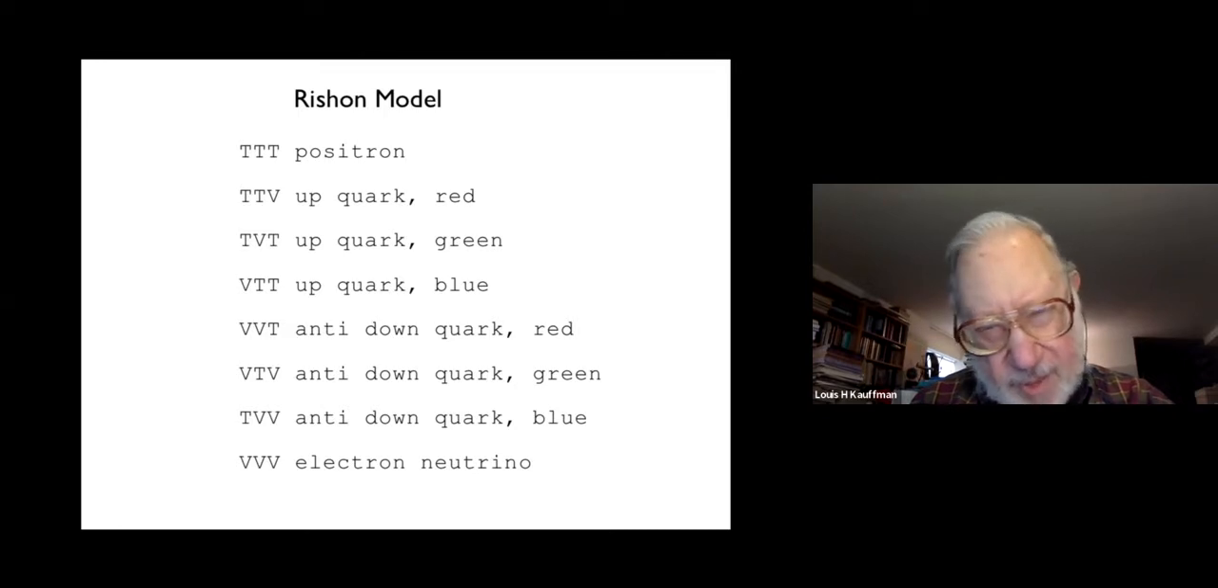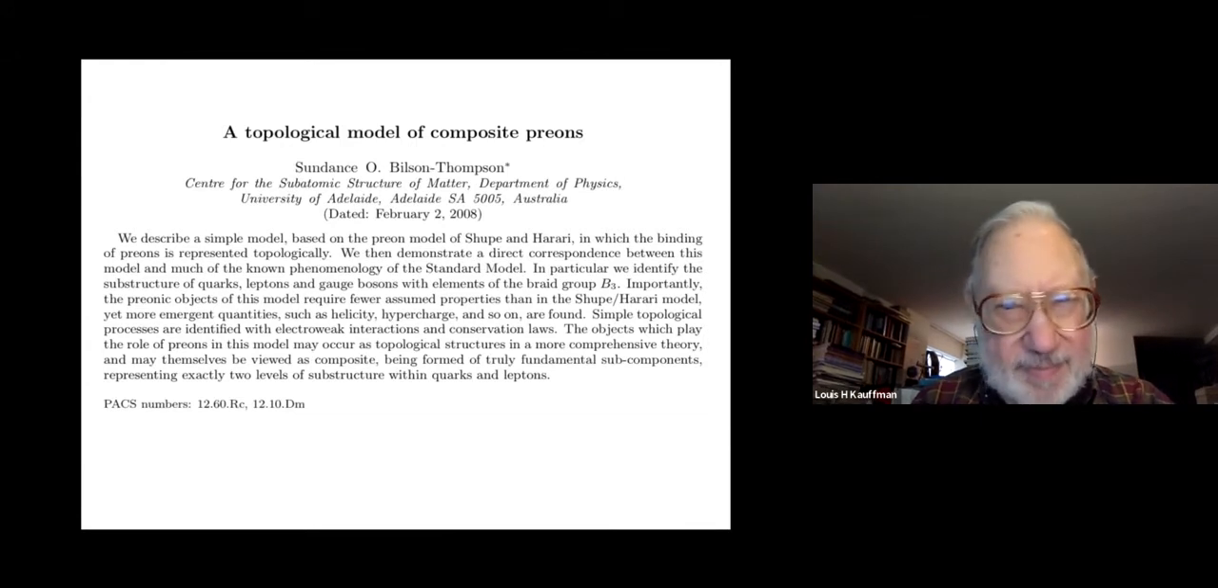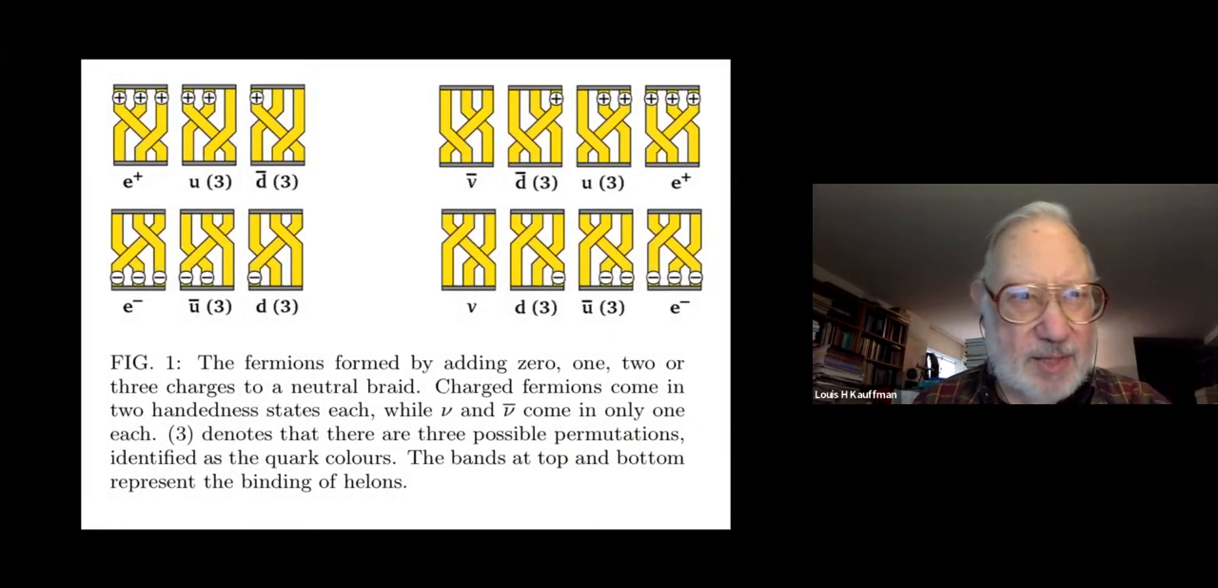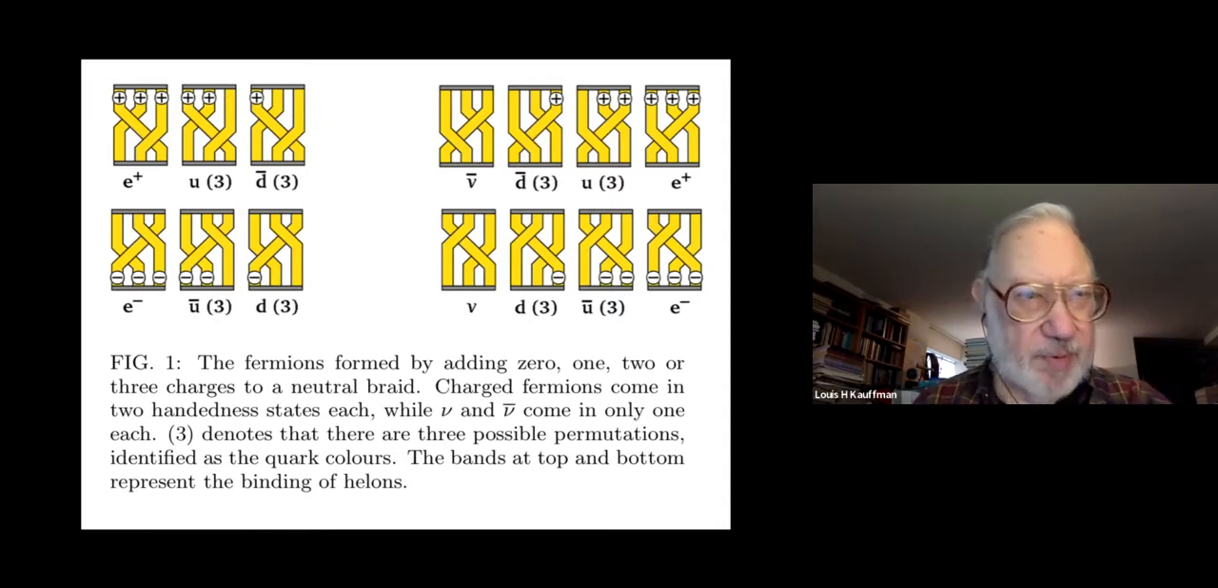This inspired Sundance Bilson-Thompson to make a topological theory, which looks like this. So now you have triplets that correspond to fermions, including quarks. There's an up quark and a down quark and so on, and a neutrino and so on. They're each 3 braids, and they're framed 3 braids. So that's how to read these pictures.